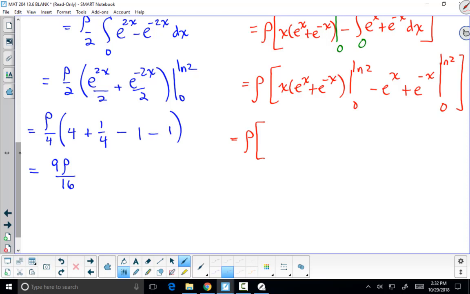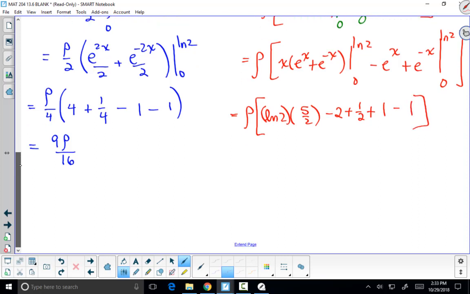So we just have to plug in ln 2. So plugging in ln 2 here gives 2 plus 1/2. Everyone agree with that? So we have natural log of 2 multiplied by 2 plus 1/2, 5/2. Next one, come over here. Plugging in natural log of 2, we're going to have minus 2 plus 1/2 up here. And then we subtract off what happens at 0, so that's going to be plus 1 minus 1.